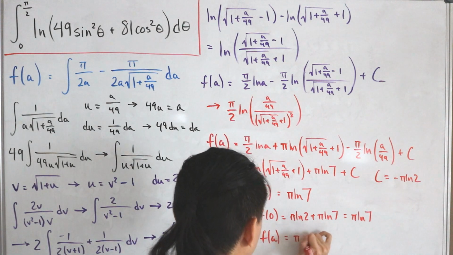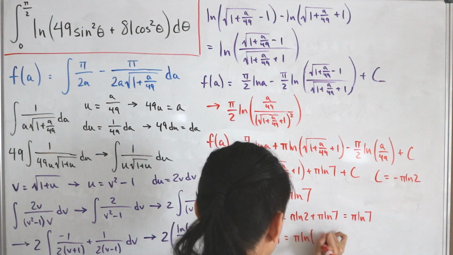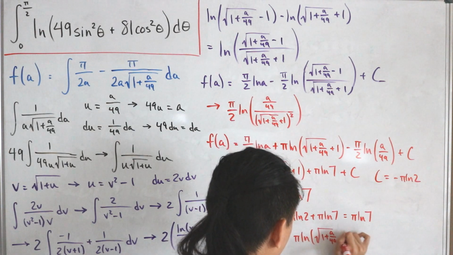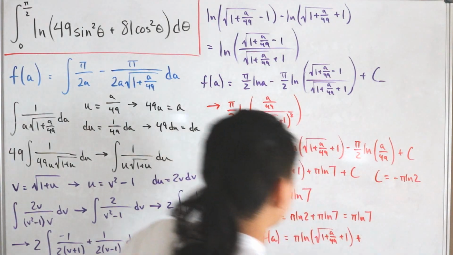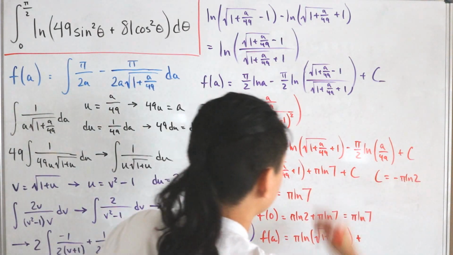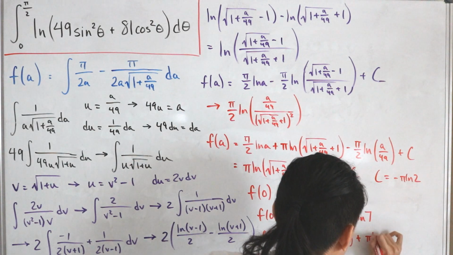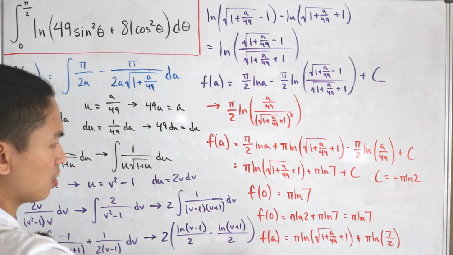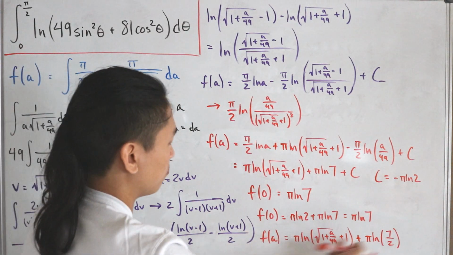Okay, so to put things together overall, we have that f of a is going to equal pi times ln of the square root of 1 plus a divided by 49, add this with 1. And then now if you actually just put everything together, so pi ln of 7 and then subtract pi ln of 2, and then using log properties, I have that this is pi times ln of 7 divided by 2. Okay, so we actually found our nice little generalization for f of a.